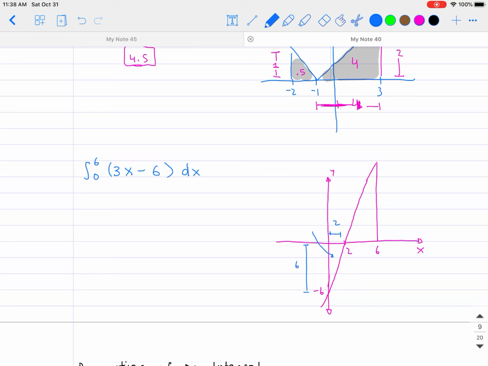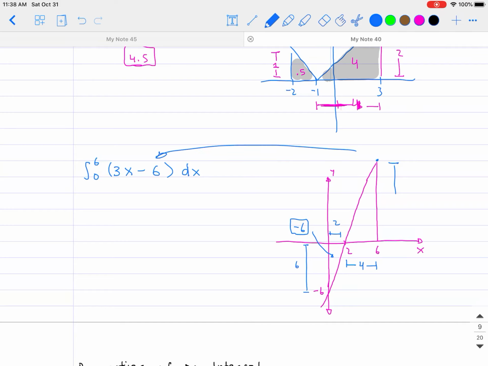Let's see. For the first triangle over here, the length is going to be 2. The bottom part, that's going to be 6. So then that means that this area is going to be 2 times 6 times 1/2, which is equal to -6 then. Because again, remember we said the area underneath the x-axis should be negative.